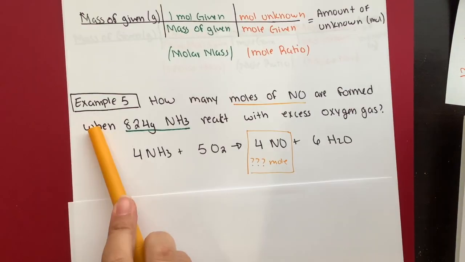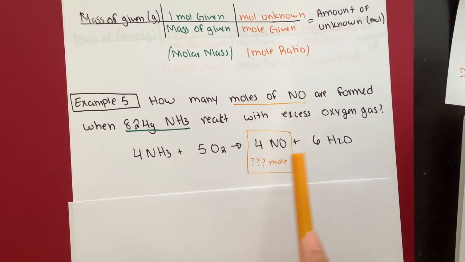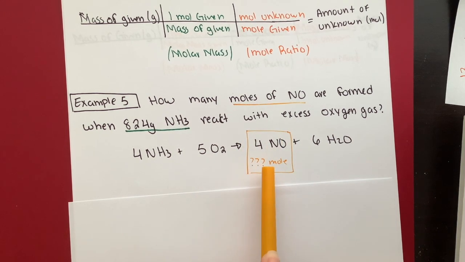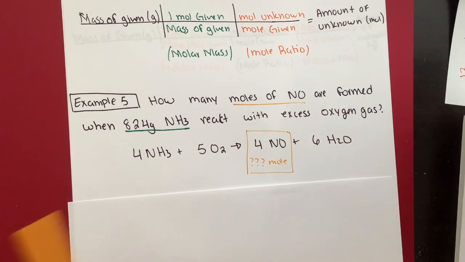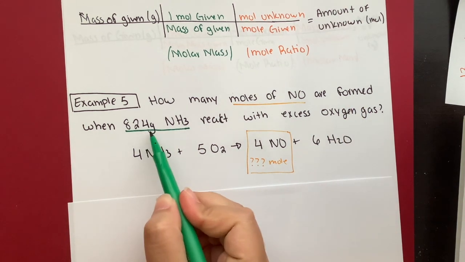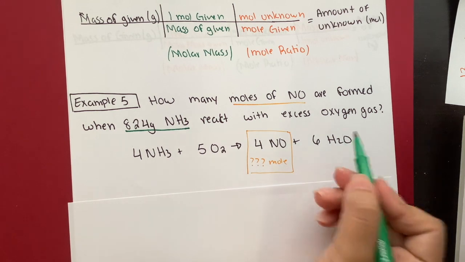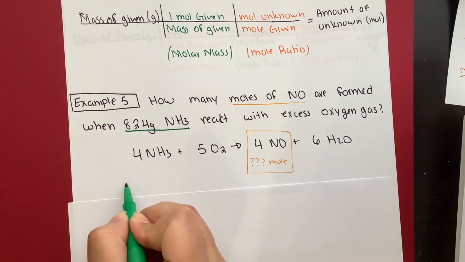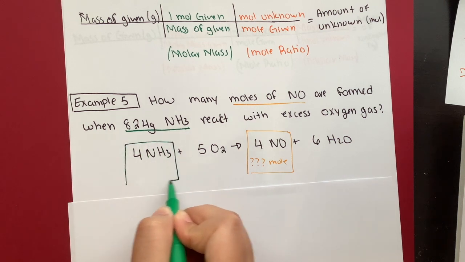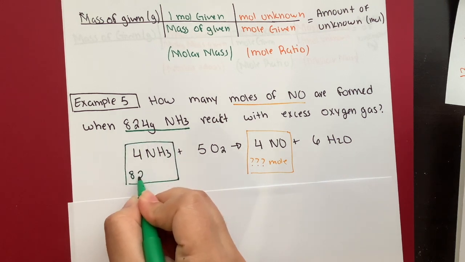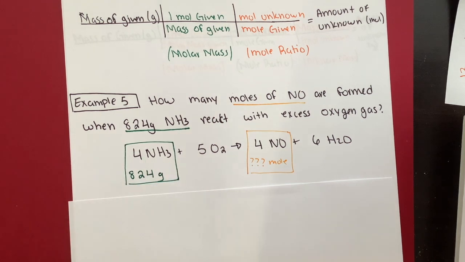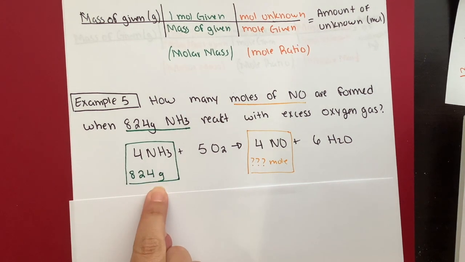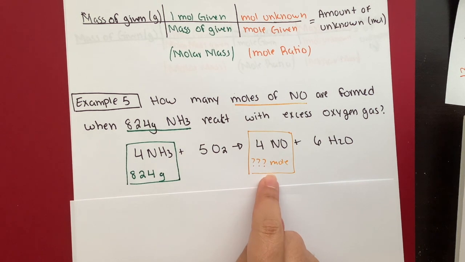Example 5 says, how many moles of NO are formed when 824 grams of NH3 react with excess oxygen? So they're asking us for moles of NO. In my balanced chemical equation, I'm going to box in NO, question mark, moles. They're giving us information about NH3, so I'm going to box in NH3 and put 824 grams.